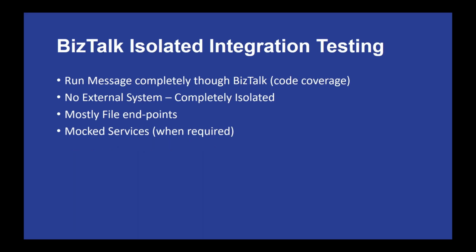Now, this is one of my pet ones, isolated integration tests. What that means is I'm running a message completely through BizTalk. So I'm basically dropping it in a file location, getting BizTalk to pick it up, and dropping a file out. And I can check the output, all that kind of stuff. But I shouldn't have any external systems connected. I want to run this on a build server. I want it to be repeatable every single time.